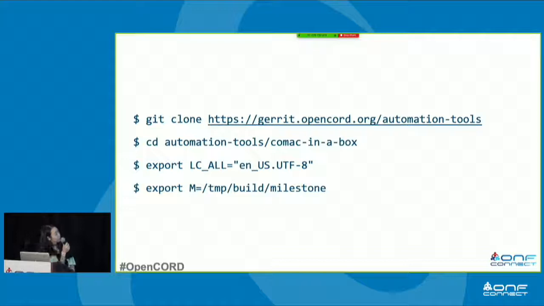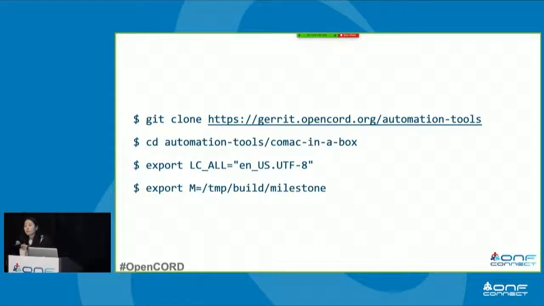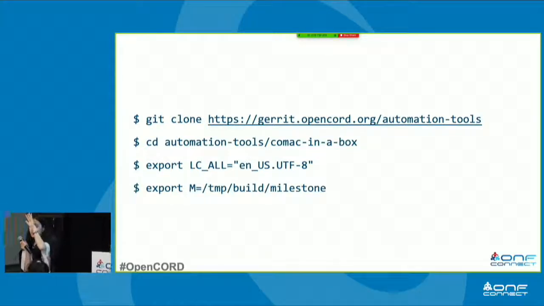Basically, we download the COMAC-In-A-Box script from GitHub. The third line, export locale, is there because sometimes when we install Python packages, it complains about the locale, so we just do that for sure. And the last command I will explain when you finish downloading the COMAC-In-A-Box script. We use L2 simulators, so no L1 emulating.